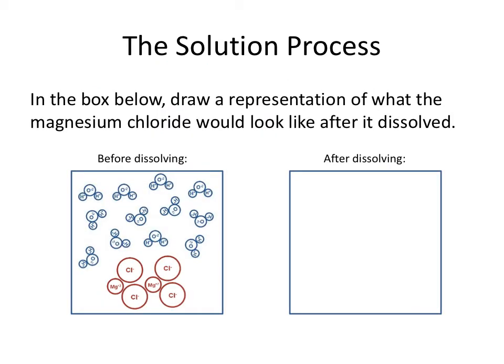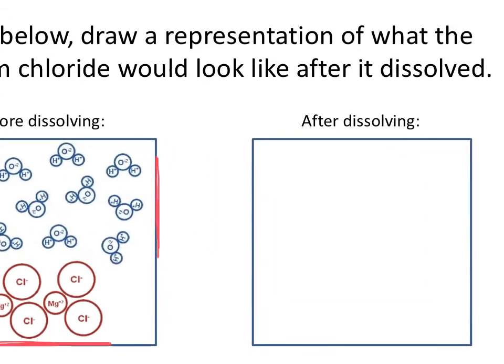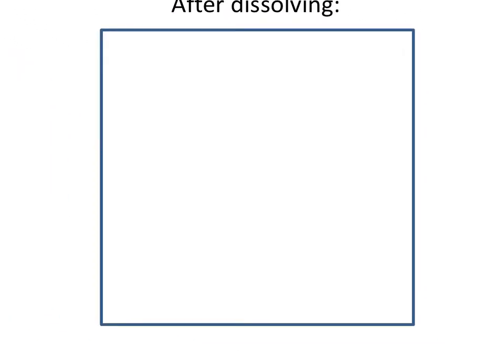So in the box below we're going to draw a representation of what magnesium chloride would look like after it's dissolved. So notice that magnesium chloride is an ionic compound, so they're not actually connected together. They're held together by the electrostatic opposite charge attractions of the positive and negative ions. But in the water molecules, they're covalently bonded, so they are attracted or attached to each other by those covalent bonds. So let's zoom in on this picture and try to make it right.